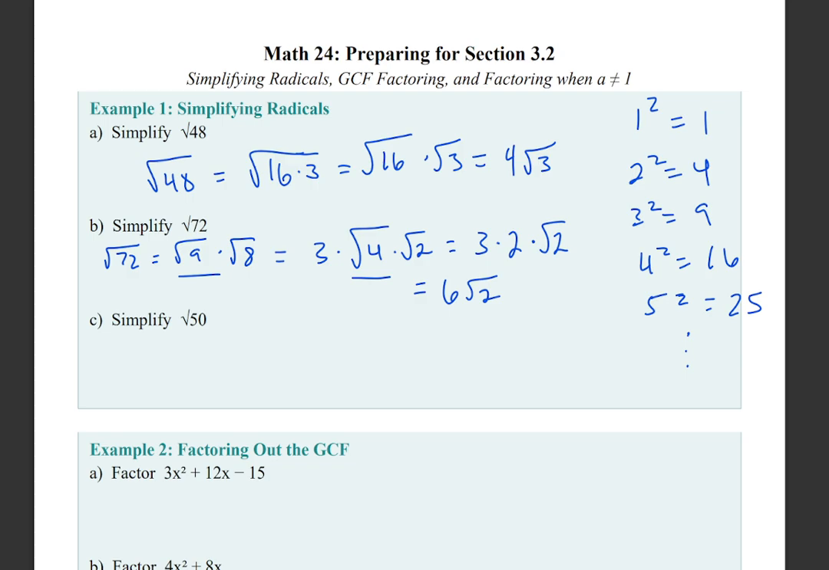Now we're going to look at simplifying the square root of 50. Well, naturally, 25 goes into 50. So we rewrite square root of 50 as the square root of 25 times the square root of 2. And of course, the square root of 25 becomes 5, and we're left with root 2. And that's it for simplifying radicals. Just get some more practice with these as you work on these worksheet questions.